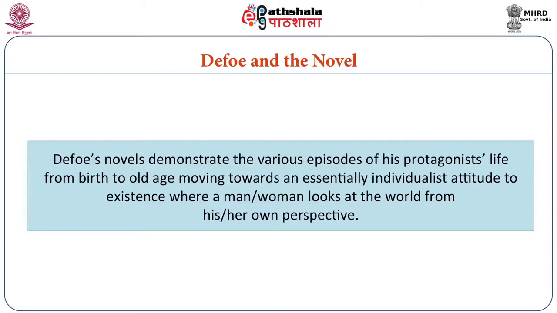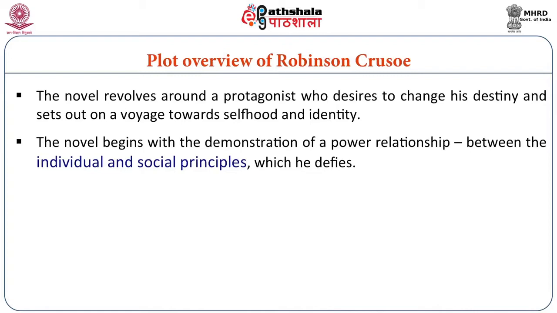We look at the plot structure, what exactly happens in the text. It, of course, revolves around a protagonist who doesn't want to stay at home. He wants to travel the world, change his life, change his destiny. It begins with an individual who is not content to be his father's son. And Robinson Crusoe is actually not content to be his father's son. He wants to go off and do his own stuff. So it begins with an individual who would rather travel the world and make his own way in the world.